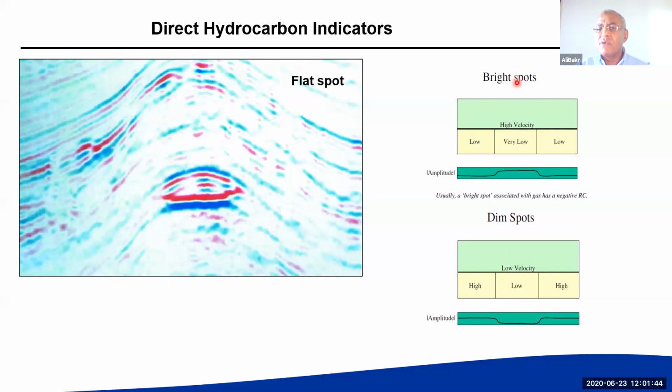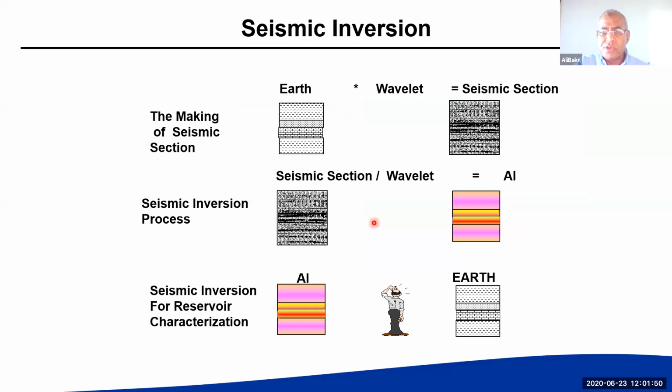So the presence of bright spots, dim spots, or flat spots is a kind of DHI, or direct hydrocarbon indicator. The last thing on our talk is seismic inversion. What we are doing here is our interpretation on the seismic. We are interpreting the interface between layers.